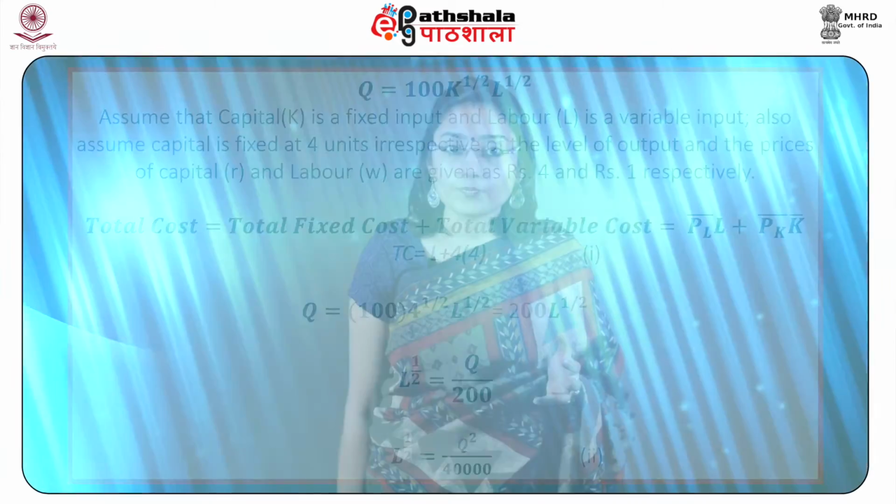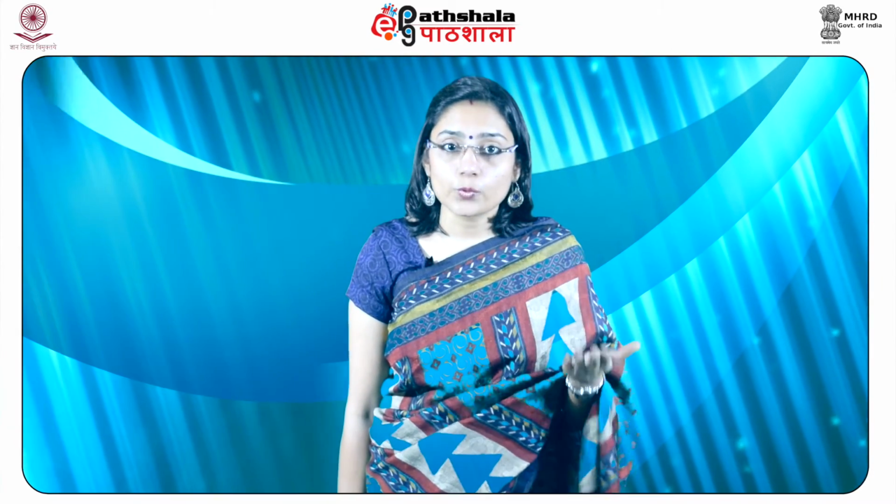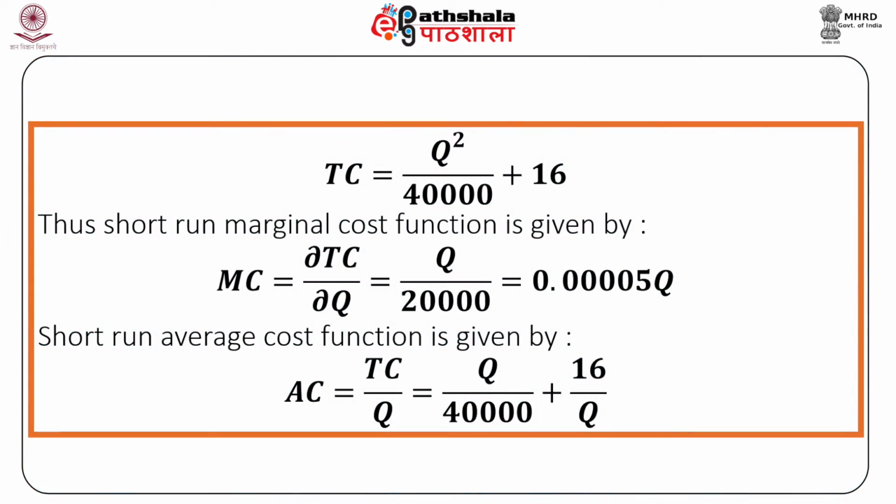This is equation 2. Now, substituting equation 2 in equation 1, we get the short run total cost function as follows. TC = Q²/40,000 + 16. Thus, short run marginal cost function is given by MC = ΔTC/ΔQ = Q/20,000 = 0.00005 Q. Short run average cost function is given by AC = TC/Q, which is equal to Q/40,000 + 16/Q.